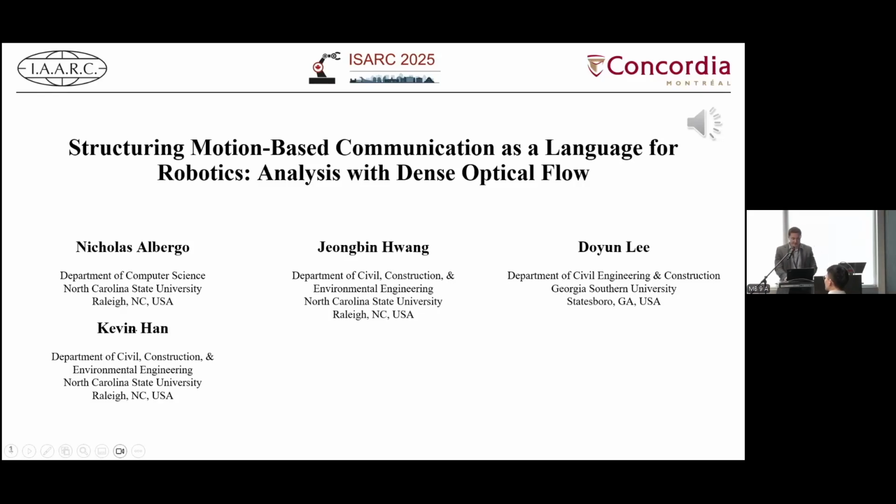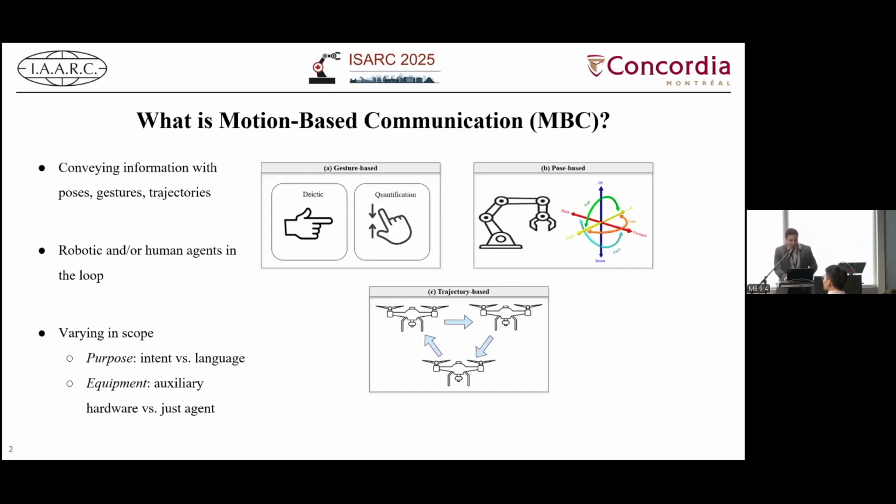All right, hello again. I'm going to now go over my paper about motion-based communication. First of all, I'll cover what that is exactly. Essentially, it's conveying information with poses, gestures, trajectories, that sort of thing. A lot of times it can include human agents in the loop or just the robots themselves. And it varies in scope.